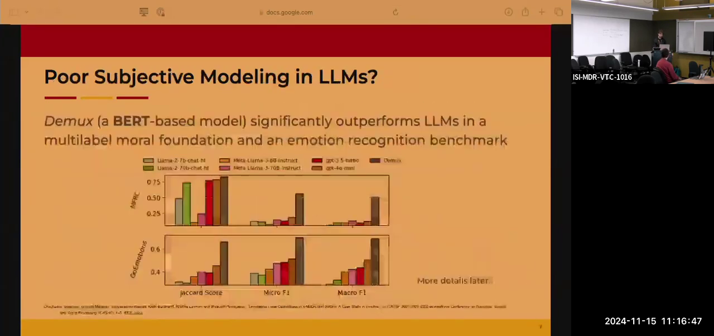What are the tasks in the? These are, the top row is moral foundations on Reddit, and the bottom is emotion recognition on Reddit. Thanks.